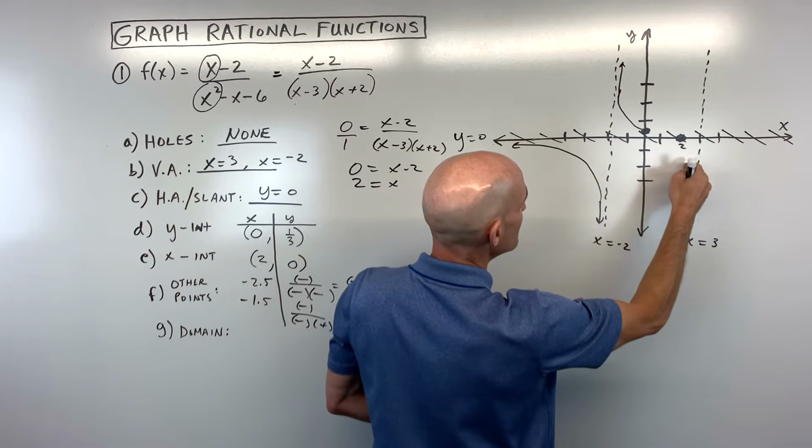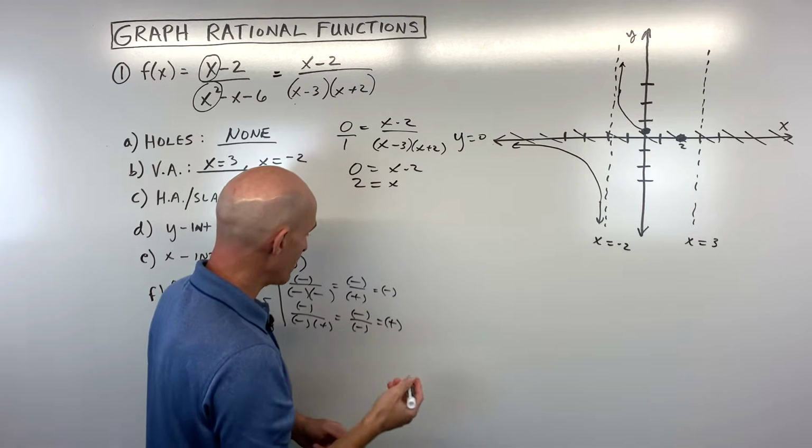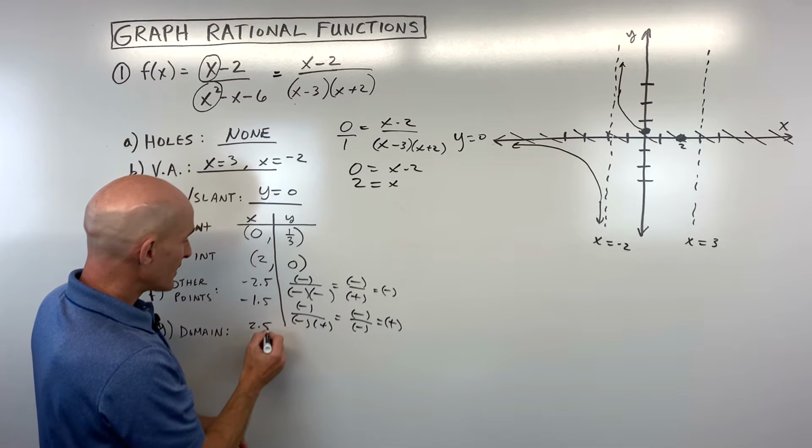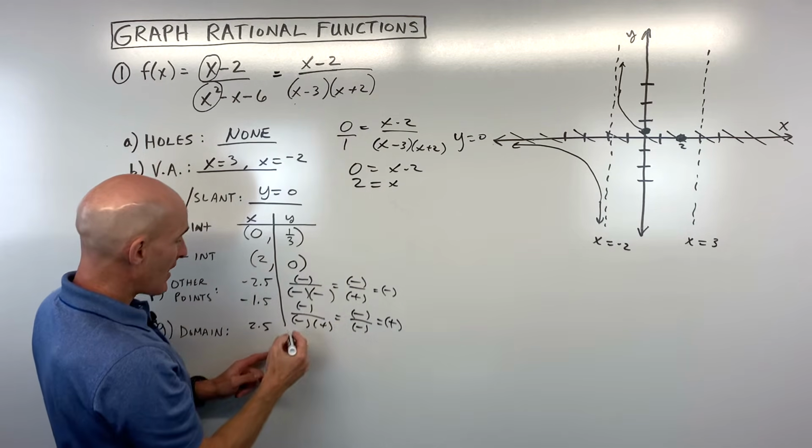Now let's pick a point on this side of the vertical asymptote, maybe 2.5. So if we plug in 2.5, let's see, we get a 0.5, which is positive.